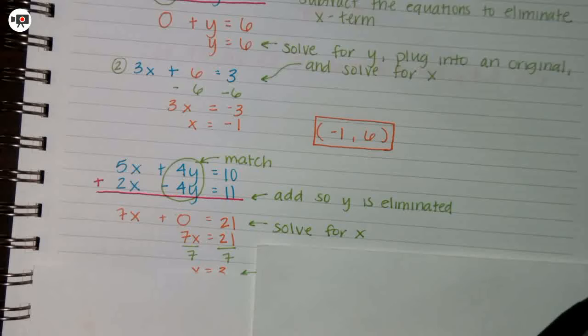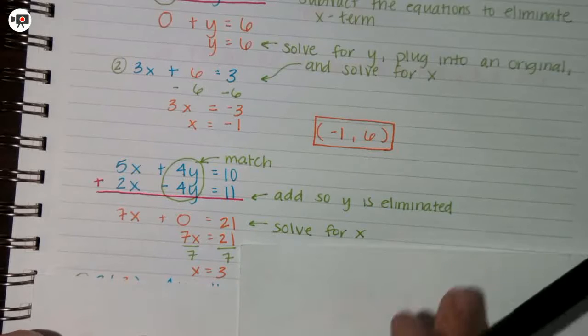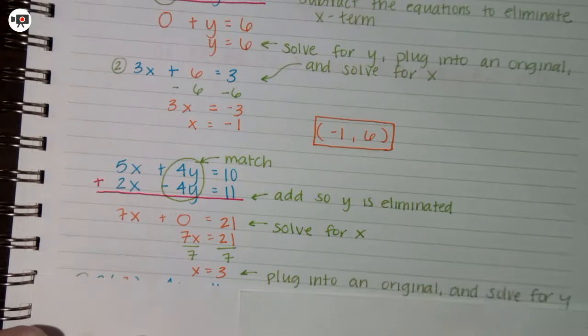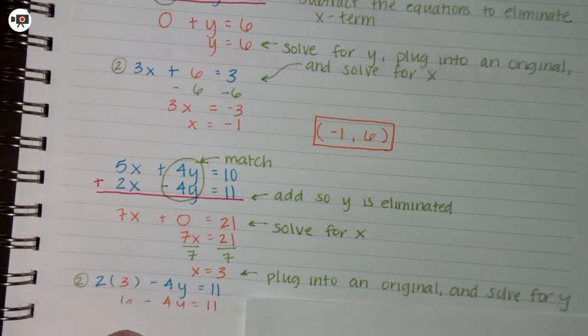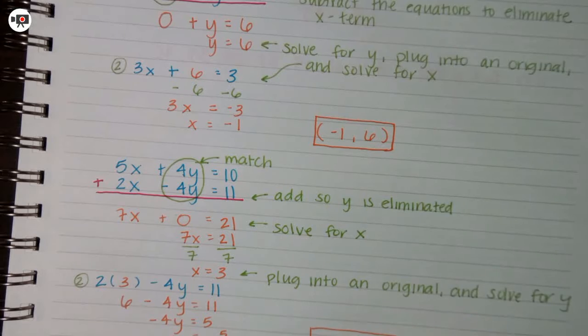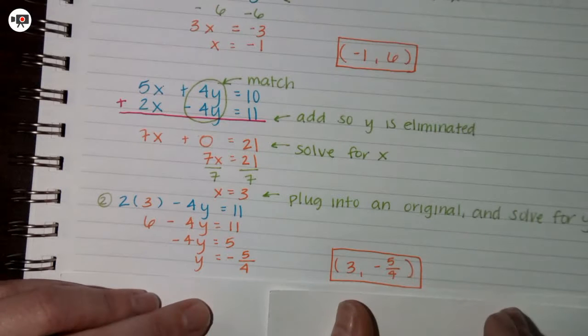So now I will solve for x, and x equals 3. Now I'm going to take x equals 3, plug it into an original, and solve for y. In solving, y equals negative 5/4. And so my answer is 3, negative 5/4.